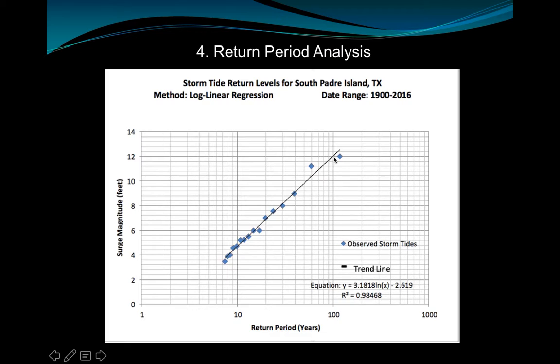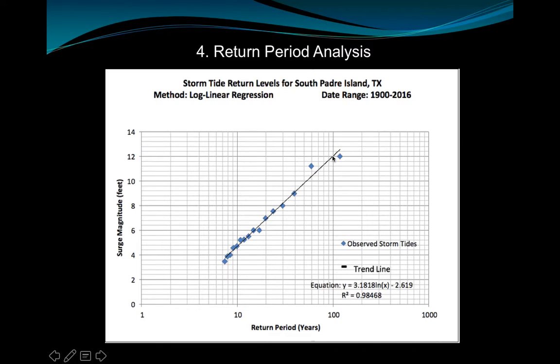What this tells us is that the 100-year water level from storm surge near South Padre Island is about 12 feet. So that means on average we should see a 12-foot storm surge every 100 years. Level should equal or exceed that level every 100 years, I should say.